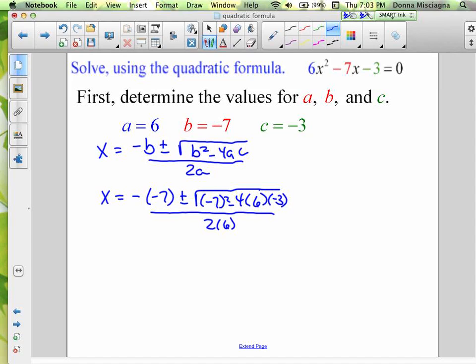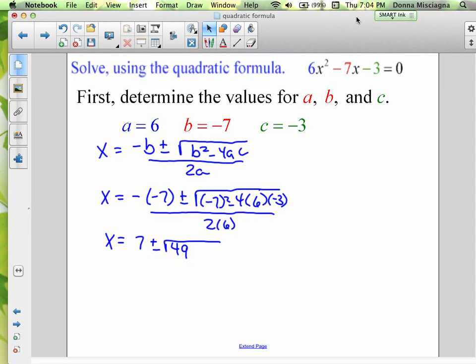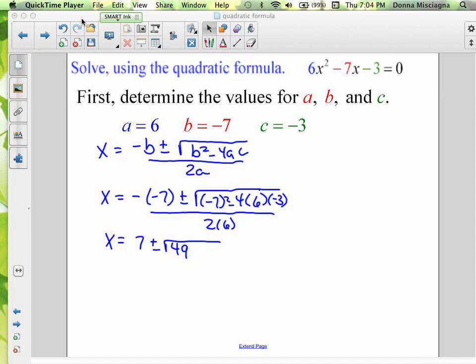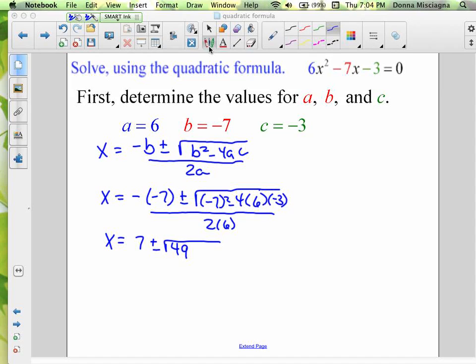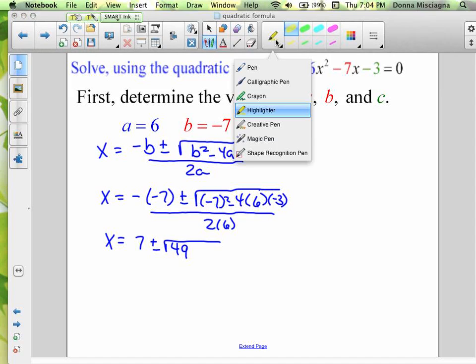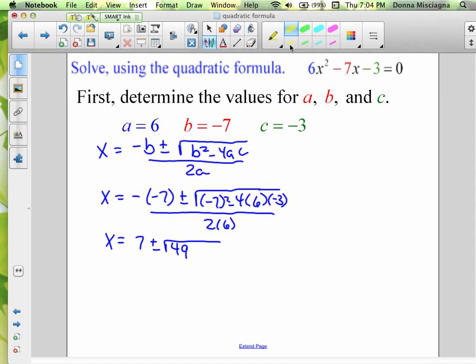So that gives us x is equal to, the two negatives cancel, 7 plus or minus the square root, negative 7 squared is 49. Be careful, there are two negatives there. That's mistake number one that students sometimes make: they don't notice the two negative signs. So I'm just going to highlight those. Right here and right here, those are two negatives, so that's going to end up being a positive. Just be on the lookout for those double negatives.